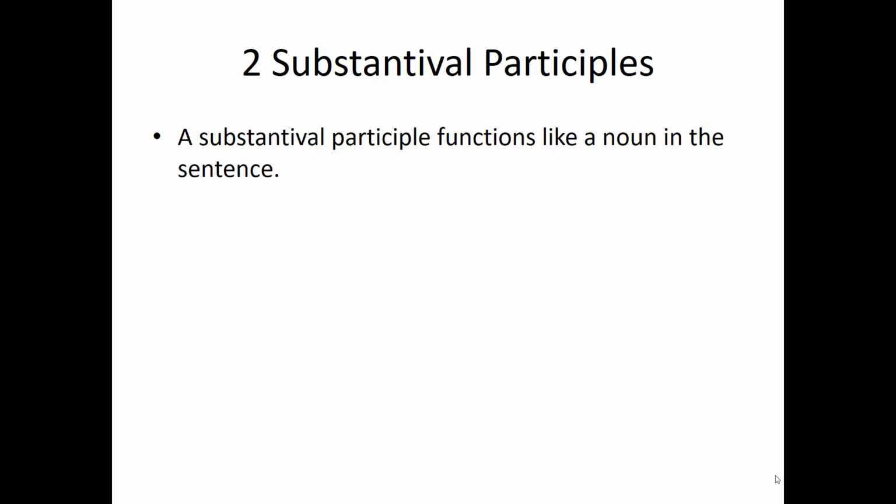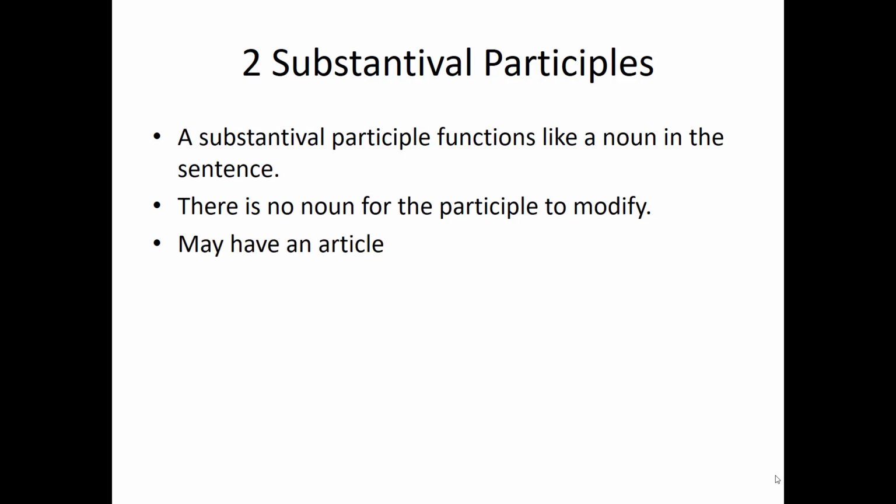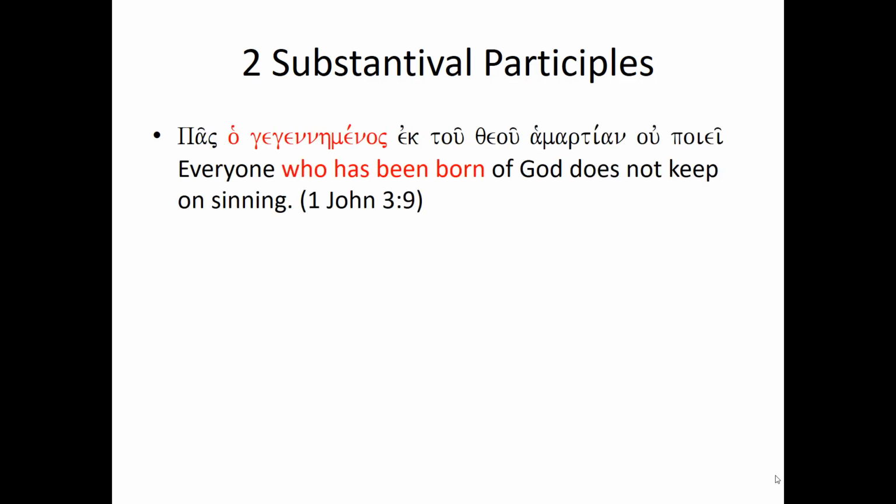The second use we want to look at is a substantival participle. This is when a participle acts like a noun. It doesn't modify a noun, but it acts like a noun. This one can have an article. I think it very frequently will, but it doesn't have to. Here's one that's the subject of the verb poiei. Pas ho gegennēmenos ek tou theou hamartian ou poiei. Everyone who has been born of God does not keep on sinning, does not practice sin. So the participle is the subject of this verb poiei.